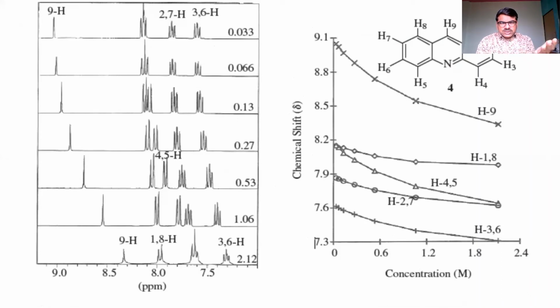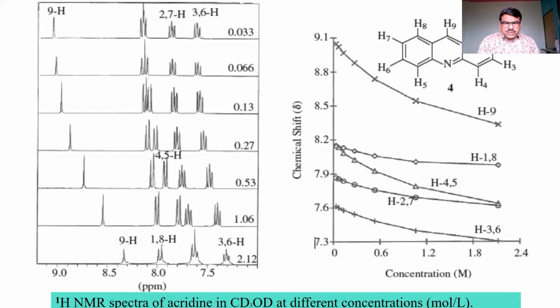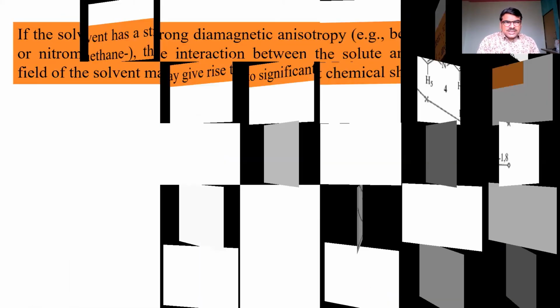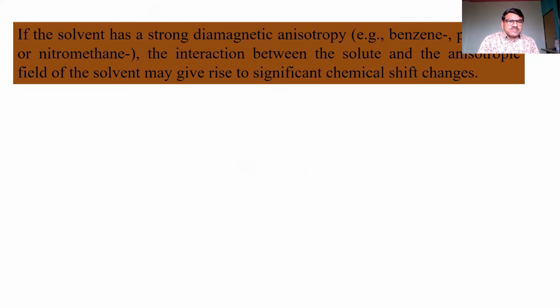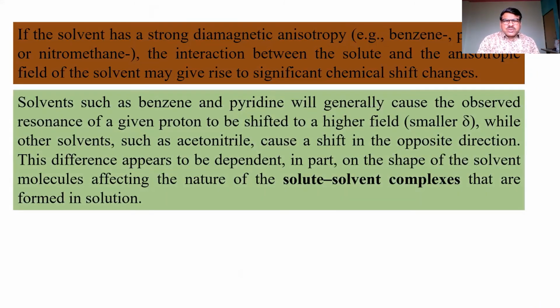Means by changing the concentration of a particular solvent and solute, it definitely affects the chemical shift, and the chemical shift increases, and this is taken in CDCl3. If the solvent has a strong diamagnetic anisotropy, for example benzene, pyridine, or nitromethane, the interaction between the solute and the anisotropic field of the solvent may give rise to a significant chemical shift change. Solvents such as benzene and pyridine will generally cause the observed resonance of the given proton to be shifted to the higher field, small delta value.